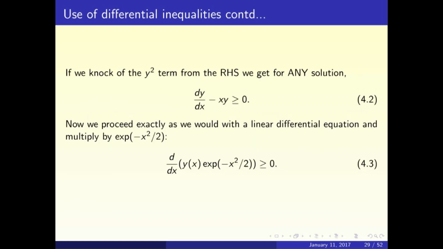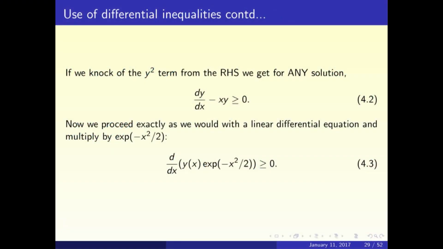So we can write dy by dx minus xy greater than or equal to 0. I had knocked off the y squared term from the differential equation 4.1. So from the differential equation, I got the differential inequality 4.2: dy by dx minus xy greater than or equal to 0. Now, how do we proceed? Now, suppose in 4.2 you had an equality instead of an inequality, then 4.2 would be a linear differential equation, right?